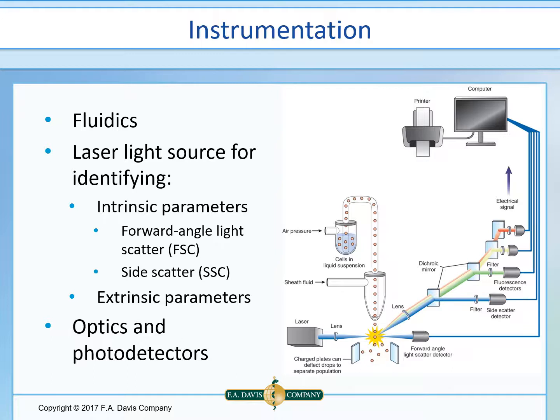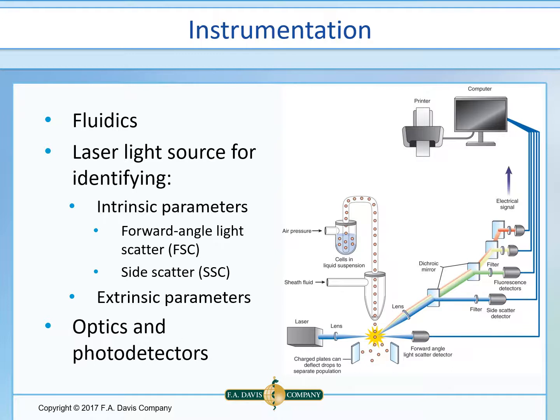So light at two specific angles is measured by the flow cytometer, the forward angle light scatter and the side scatter, which is also called the right angle light scatter. The forward angle scatter is considered an indicator of size, whereas the side scatter signal is indicative of granularity or the intracellular complexity of the cell. These two values are considered the intrinsic parameters and can be used to characterize different cell types.